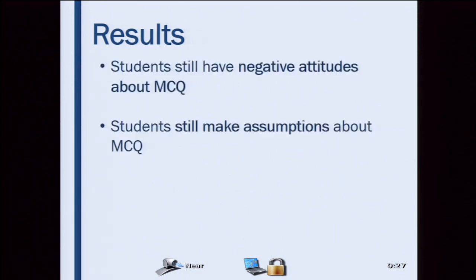Students, so apart from getting the answers right or wrong, we also found a few implications, such as students still having a negative attitude towards multiple choice questions, as well as students still making assumptions about multiple choice questions. So they already have this idea in their head that it's maybe trying to trick them, or they're really hard all the time. They already have those assumptions in their head. I'm going to show you 2 examples of that.